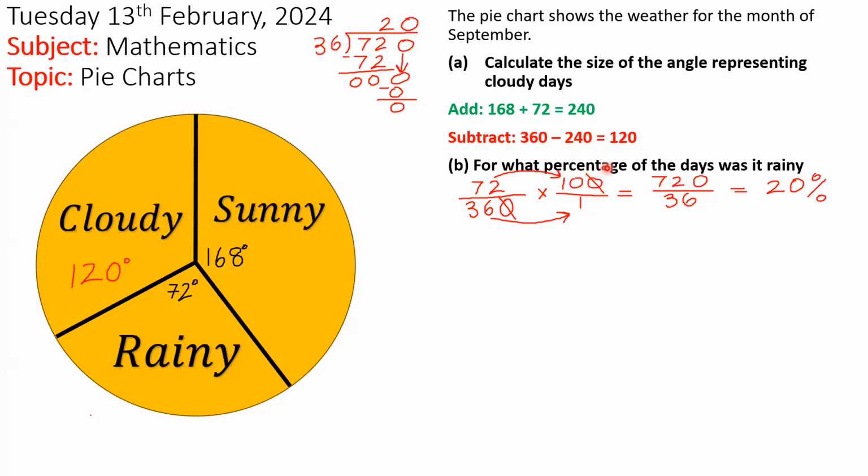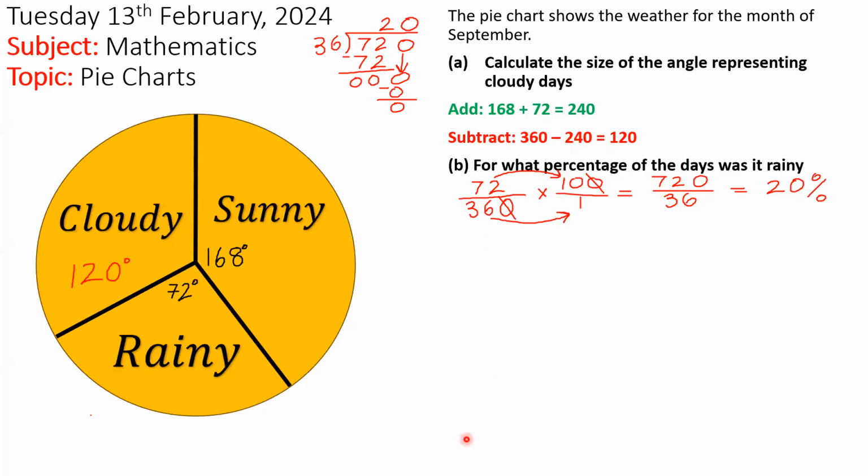Because we want it as a percentage, we're going to multiply it by 100. And so we say this cancels with that. And so we say 72 multiplied by 10 is going to be 720. And 36 multiplied by 1 is going to be 36. Then we divide 720 by 36 and we get 20. And so that means that our answer is 20%. So the percentage of days it was rainy is going to be 20%.